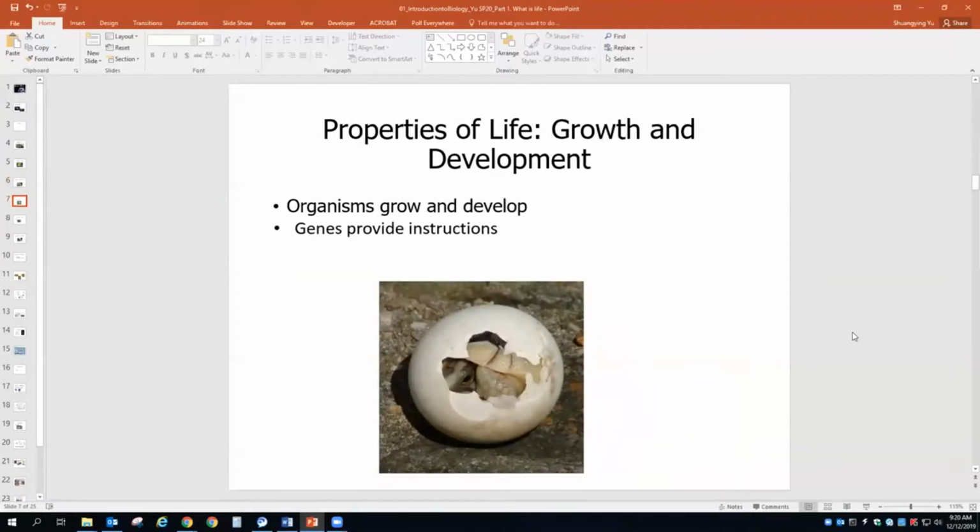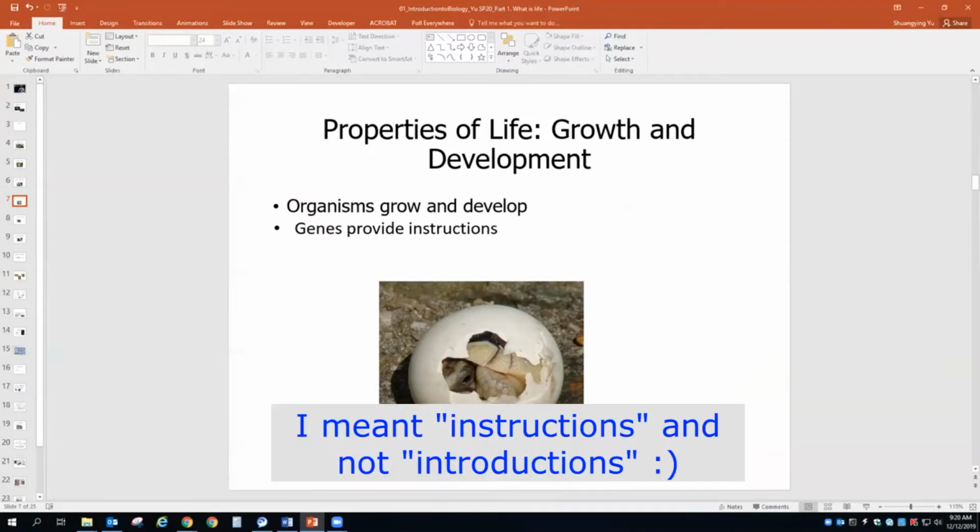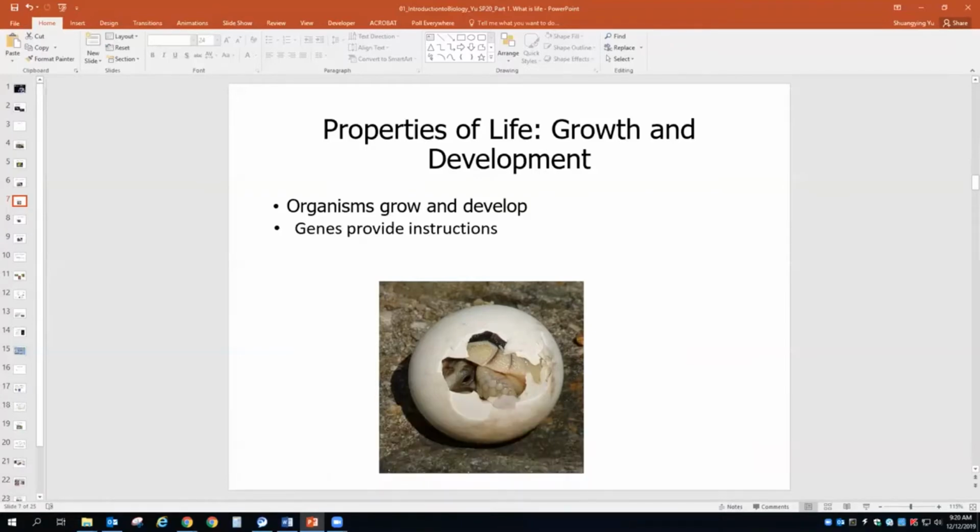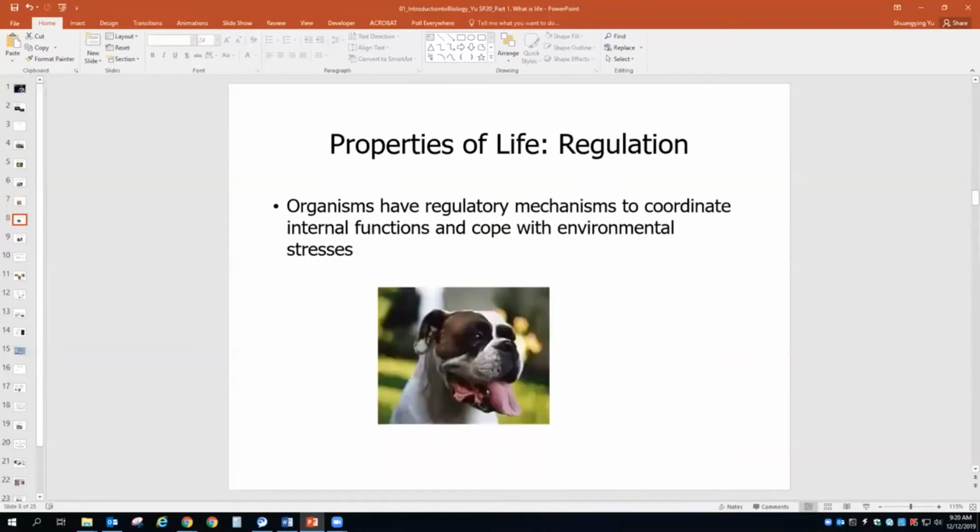Growth and development. We all grow, we all develop, right? So think about how big you were when you were born and how big you are now, right? You probably have grown quite a bit. So the genetic materials provide the instructions for all the organisms to follow, right? The genes tell the organism, tell the body how to grow and develop.